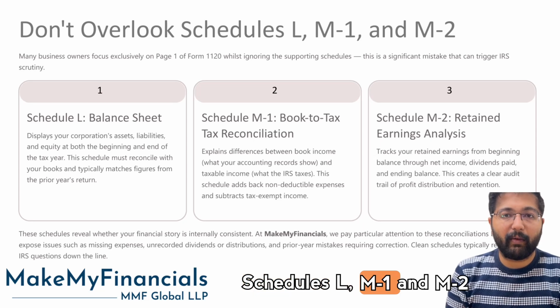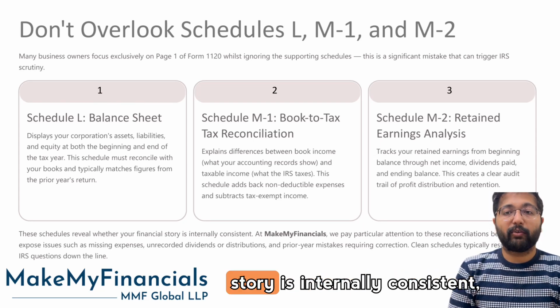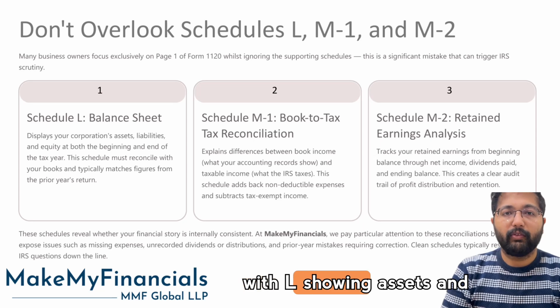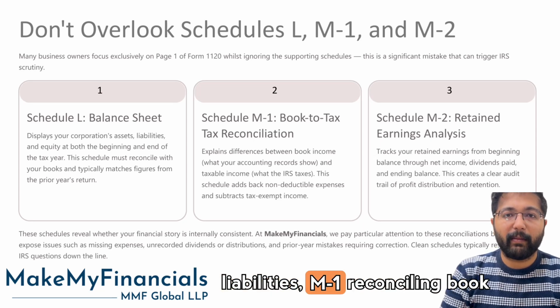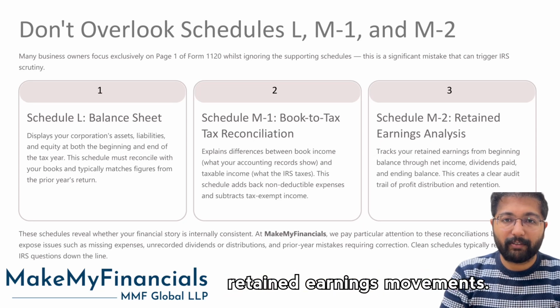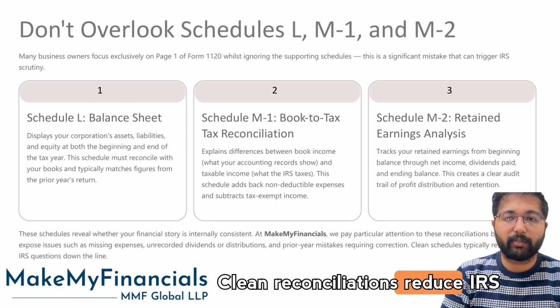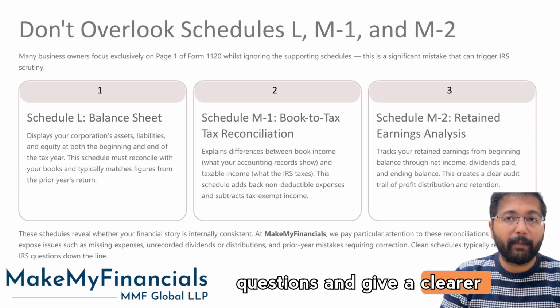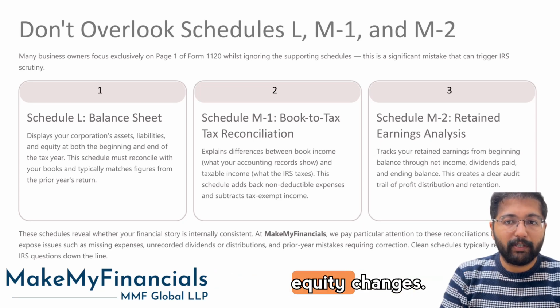Schedules L, M1, and M2 reveal whether your financial story is internally consistent, with L showing assets and liabilities, M1 reconciling book to tax income, and M2 tracking retained earnings movements. Clean reconciliations reduce IRS questions and give a clearer picture of profit distribution and equity changes.